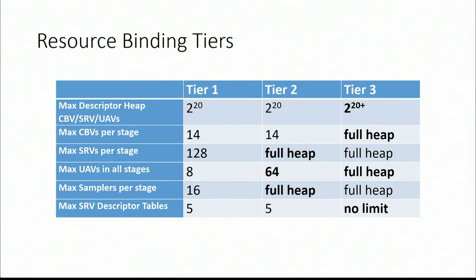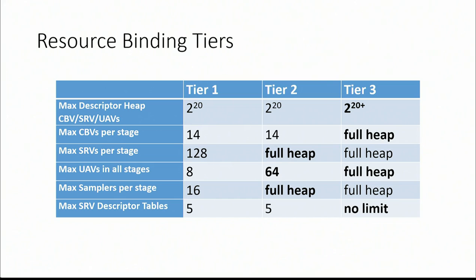GPUs have really advanced the last 5 years in terms of how they can bind resources, how you associate a piece of data with the shader pipeline. And it's represented in the tiering we have in the API. We have 3 tiers, tier 1 through tier 3. Tier 1 effectively represents all the first-gen 11 hardware. You'll see a lot of the numbers in that column match numbers you've seen in the 11 API. You can have 128 shader resource views at once. You can have 14 constant buffer views. You have 8 UAVs for compute.